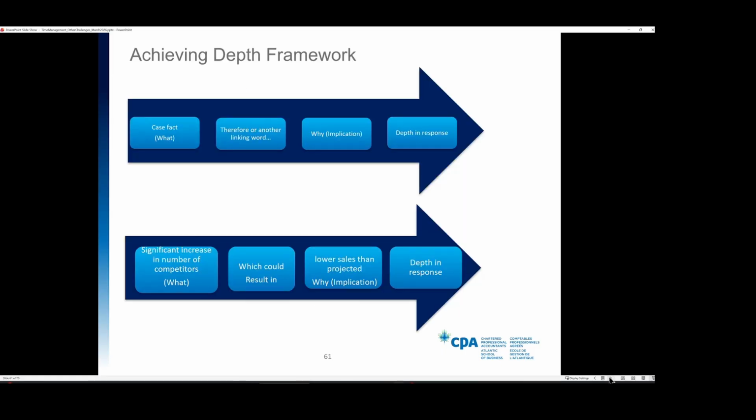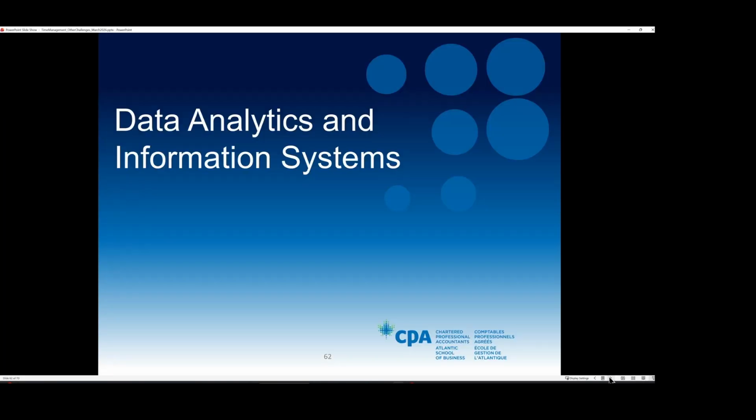So let's look at the depth framework. You need to state the case fact, that's the what. Use a linking word, whether it's therefore, whatever word you're comfortable with, and then talk about the implication, that why, what's that potential positive or negative impact. Here's a case fact: significant increase in the number of competitors. So what? Why is that a threat? The words I'm using as link, which could result in lower sales than projected. That is my why and my impact. Now I've achieved a depth on that particular qualitative factor.